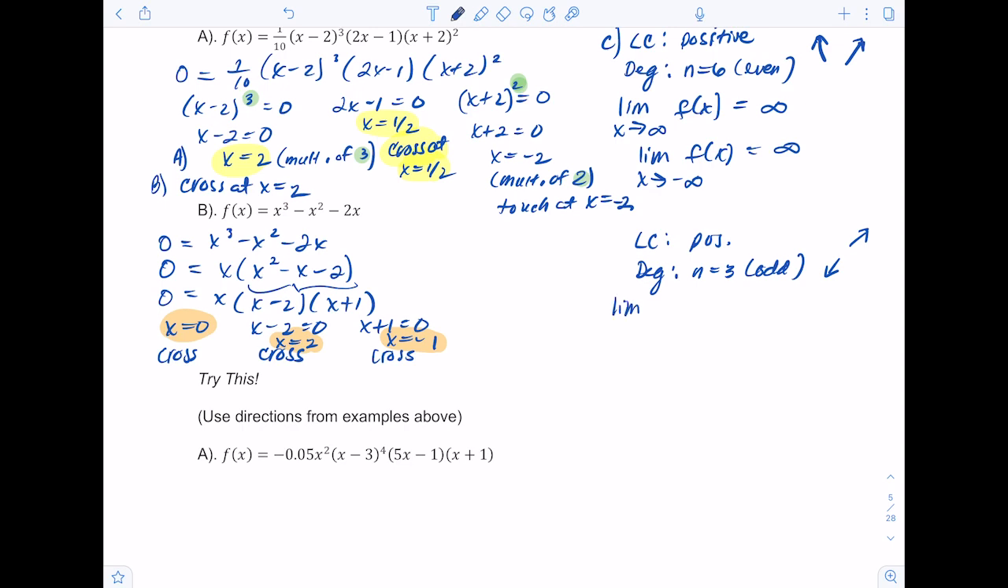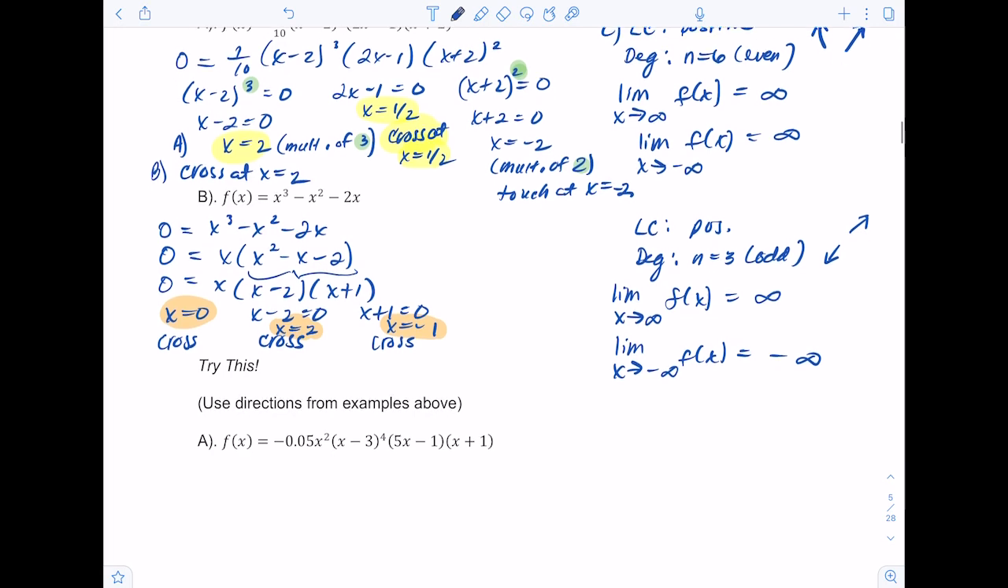So here, if you go to the right on the graph as x approaches positive infinity, f of x is also going to approach positive infinity. It's going to point up. And as x approaches negative infinity, as you go left on the graph, f of x is going to approach negative infinity. So they're opposite for that one. Okay, and you all can try the next problem on your own if you take a look at those examples from above.